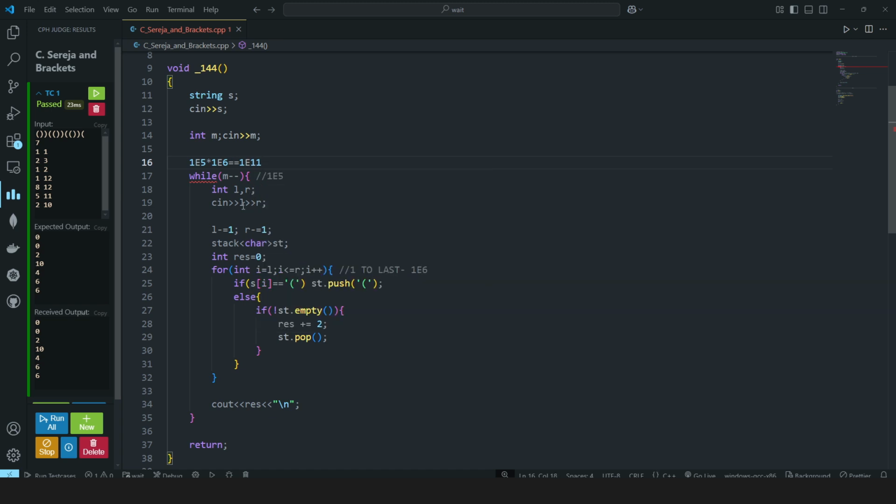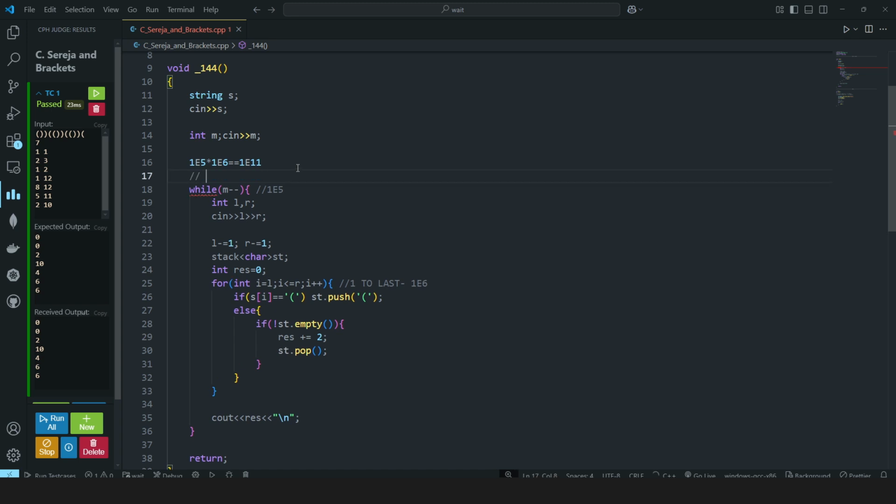So this is an O of n square solution. That is, this is nothing but O of the total number of queries, that is m, into the range of the iteration, that is from L to R, which can be from the first to the last index in the worst case, that is n. So m into n, which is nothing but 1e11 in the worst case. So that's why it is giving TLE on the 13th test case on the platform.